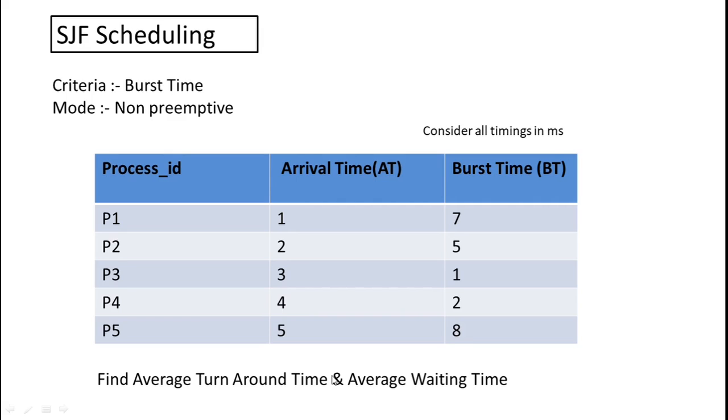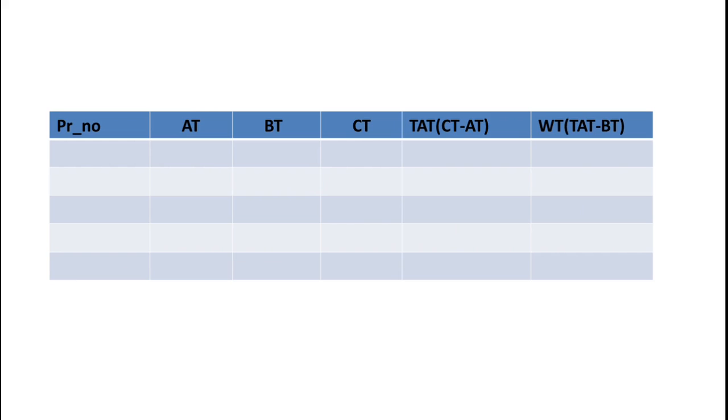So let's start calculating the example. First we put the given values into the data: 5 different processes, and the arrival time and burst time of all 5 processes. For finding the completion time of all processes, we need to draw a Gantt chart. As per our earlier session, we always start the Gantt chart from time 0.